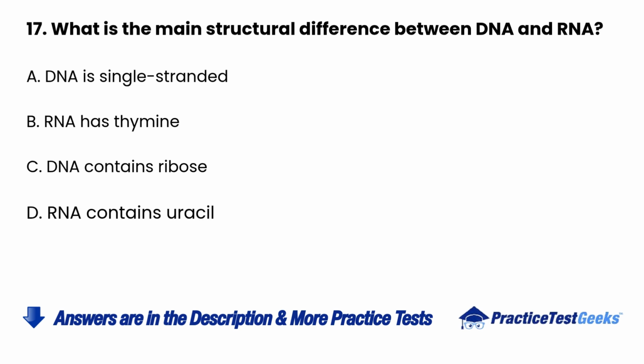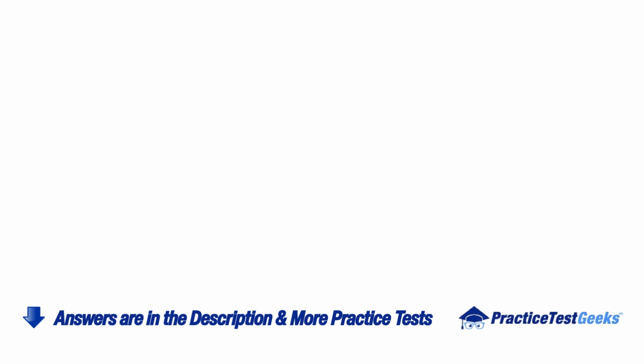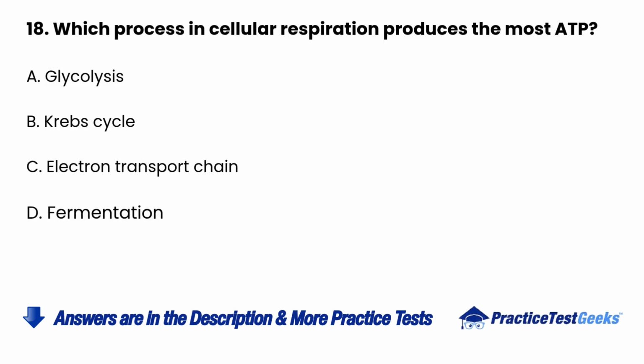17. What is the main structural difference between DNA and RNA? A. DNA is single-stranded. B. RNA has thymine. C. DNA contains ribose. D. RNA contains uracil. 18. Which process in cellular respiration produces the most ATP?